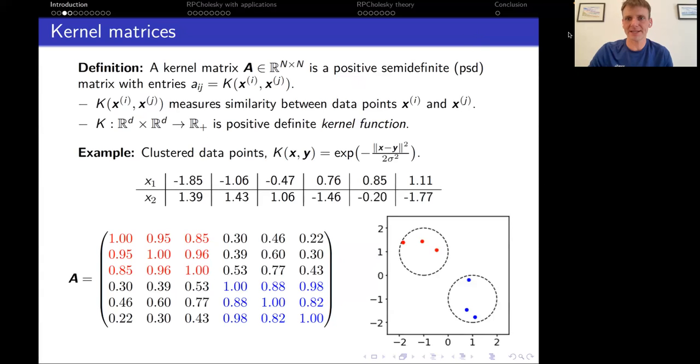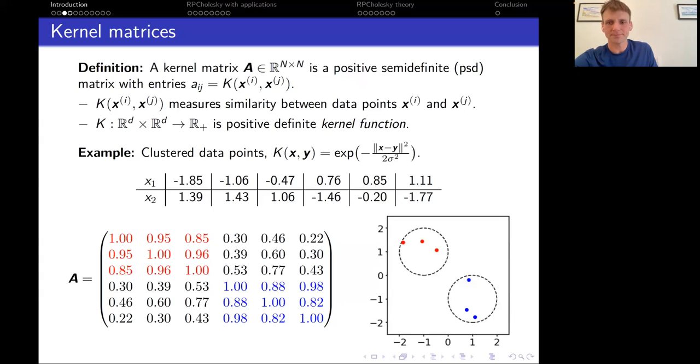It's going to be defined as a positive semi-definite PSD matrix with entries lowercase a_ij equals k(x_i, x_j). k(x_i, x_j) is a bivariate function. It measures similarity between data points, x_i and x_j. Often 0 means they're totally dissimilar. 1 means they're exactly the same data point. It doesn't have to be that way, but it has to be what's called a positive definite kernel function, which means you evaluate it on any finite set of data points and you get out a PSD matrix.